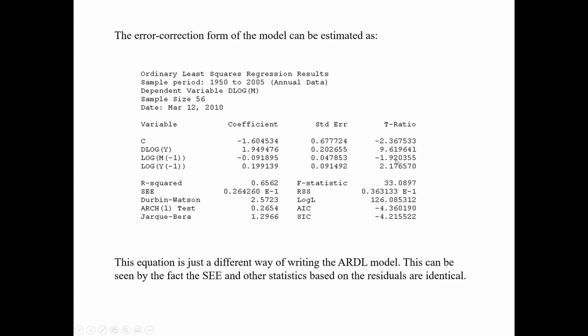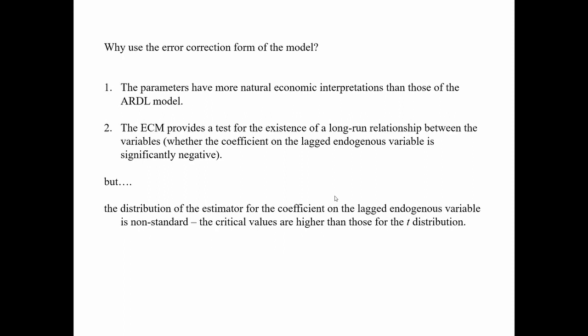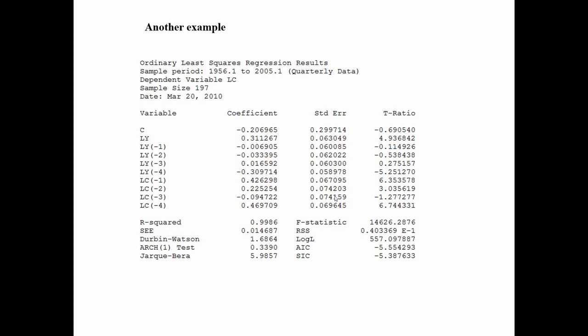It's got a t ratio of minus 1.92. Now, we'd normally say that is pretty close to being significant using a standard t-test, but we've got to be a bit careful here, because the distribution of the estimator for the coefficient of the lagged endogenous variable is non-standard. It doesn't follow a t-distribution under the null, and in fact the appropriate critical values are somewhat higher than the t critical values. So this is actually not nearly so significant as it appears in this particular equation.